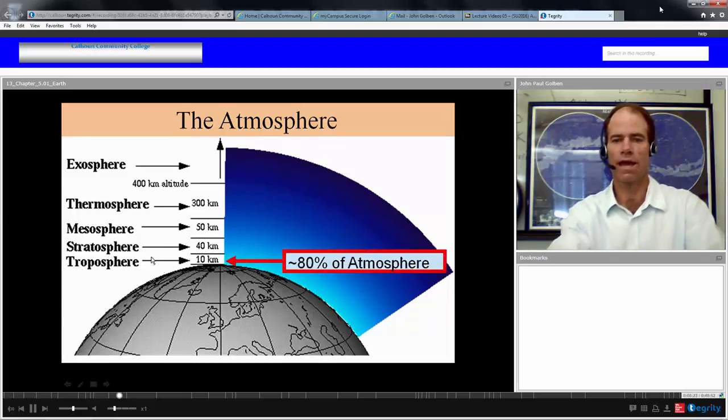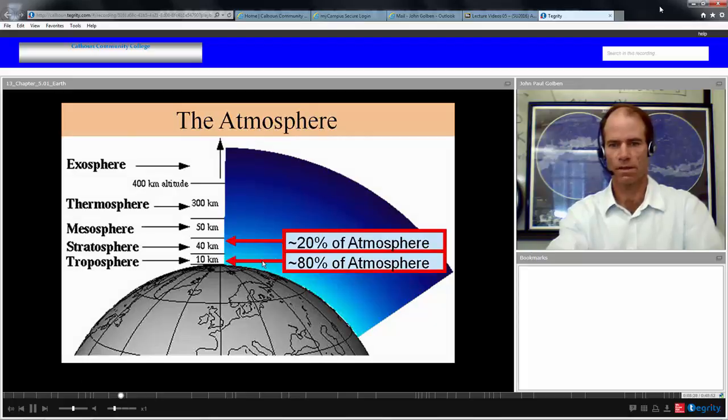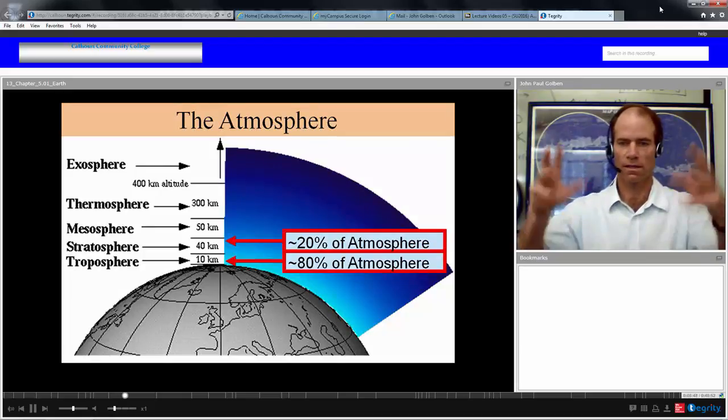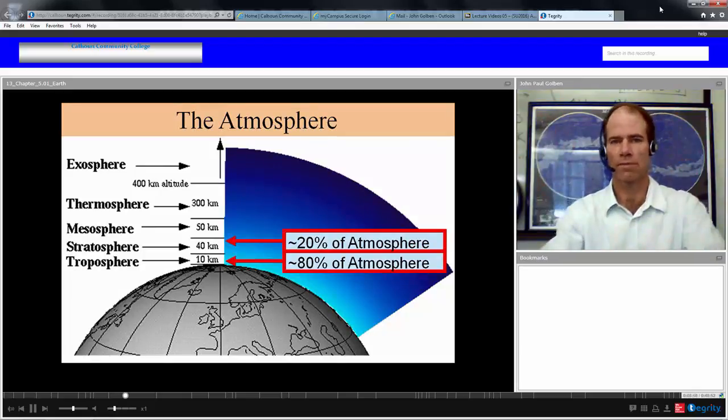80% of the atmosphere is actually contained in the troposphere, closest to the Earth, and as it thins out, most of the rest of the atmosphere, just about 20% of it, is in the stratosphere. So you have almost exactly 100% of the atmosphere in these two smallest layers within 50 kilometers or about 30 miles of the surface of the Earth, and then less than 1% of the atmosphere above that.